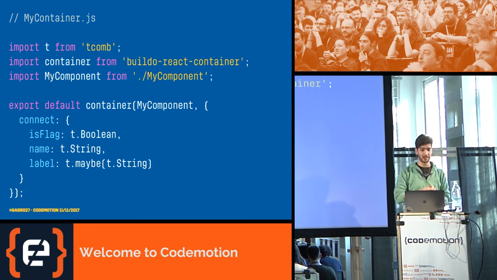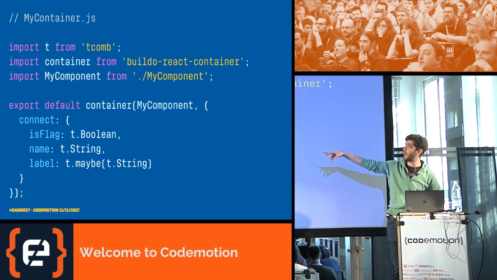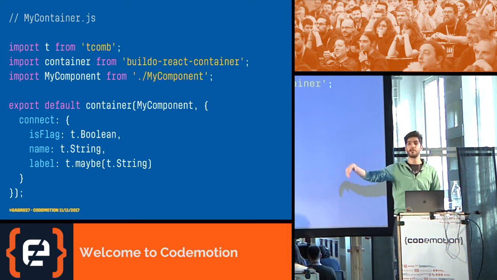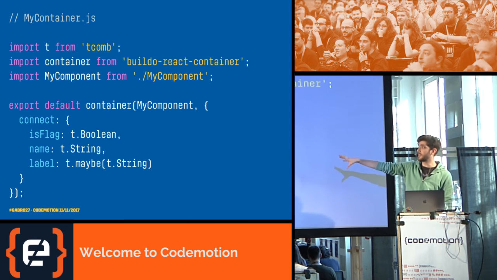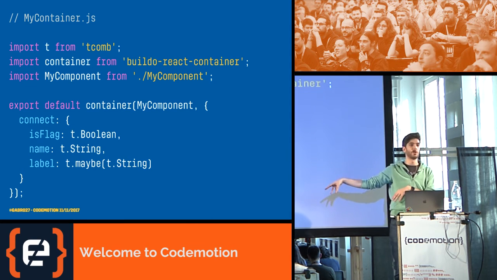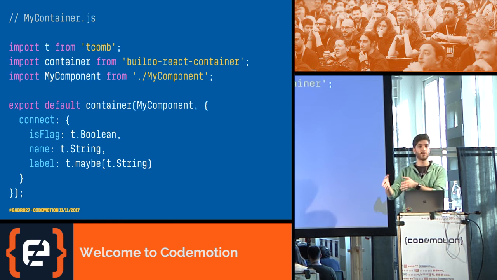But the important part is that here we define inline, like prop types in React, if you know React. Essentially what we do there is flag is a Boolean, name is a string, and label is maybe a string. So it can be there or not, okay? We do this all the time. And this is specific to a single component. So this is a local definition of a type. So we're saying name is a string here.